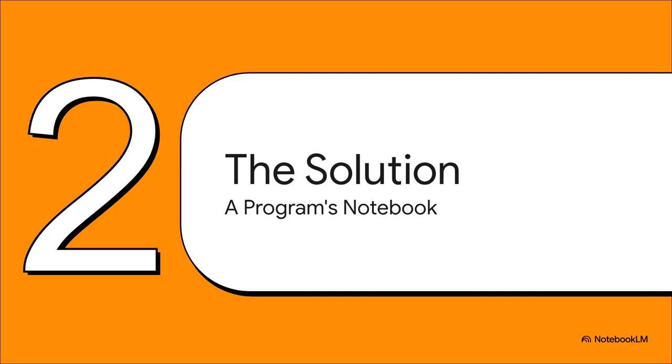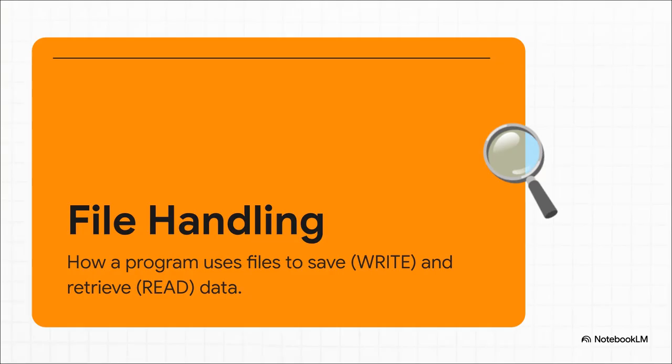Well, the solution is actually really simple. We give it a notebook. And in the world of programming, that notebook is just a file. It's a place where our program can write down anything it needs to remember for later. And this whole process is called file handling. It's really just the way a program learns how to save or write information to its notebook, and then later, how to get it back or read that same info. Honestly, anytime you've ever hit the save button in a video game, you've been using file handling.